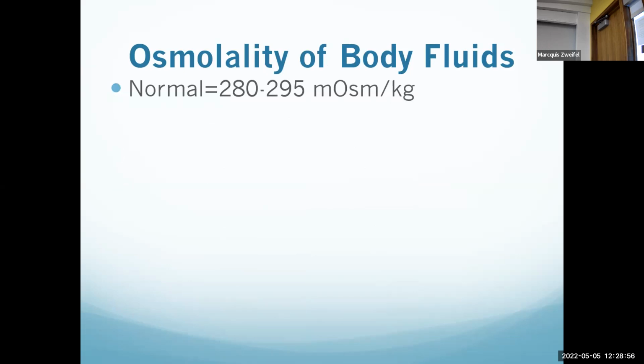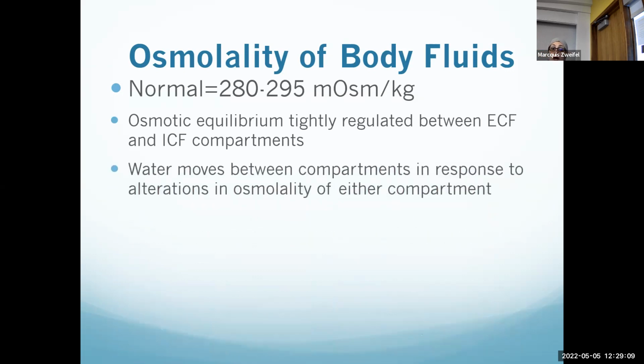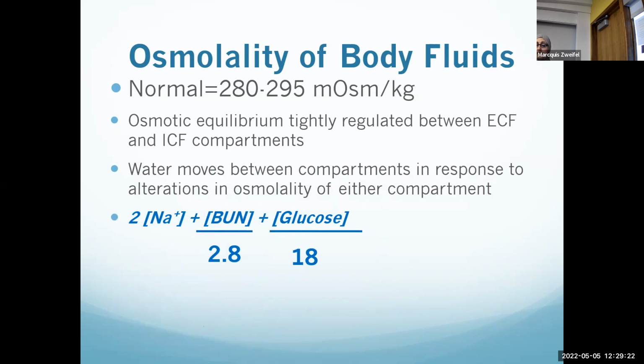The osmolality of body fluid is normally between 280 and 295 milliosmoles per kilogram. Osmotic equilibrium is tightly regulated between extra and intracellular fluid compartments. Water moves between compartments in response to alteration in osmolality of either compartment. Your osmolality is 2 times sodium plus your BUN divided by 2.8 plus your glucose divided by 18. So as you can already see, 90% of your osmolality is really dictated by the sodium.